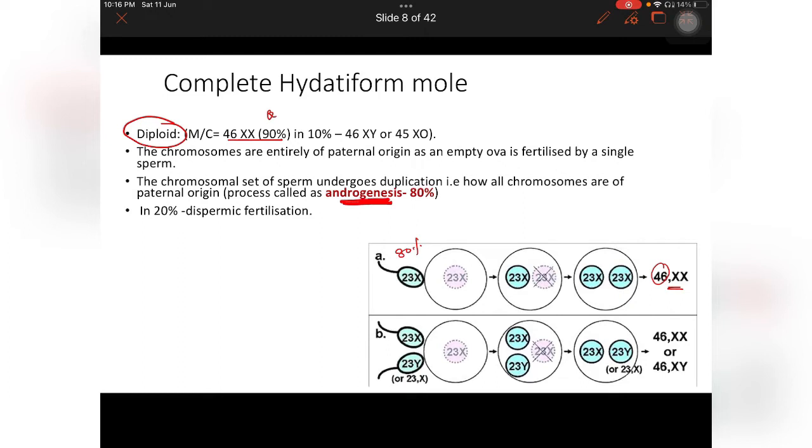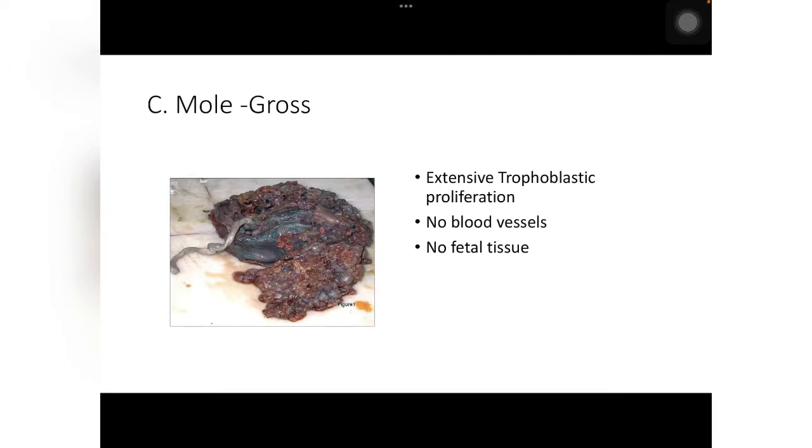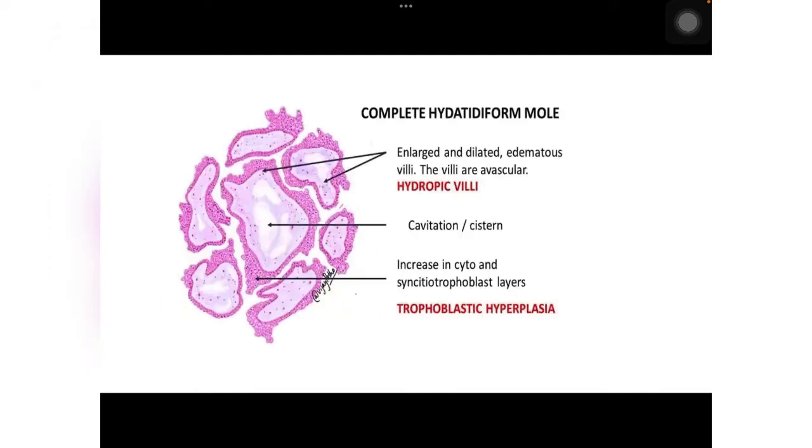So in 90% of cases, the karyotype is 46XX. In 10%, it can be 46XY or 46XO, but this X is going to be paternal in origin. So this is the gross pathology of a complete mole. You can see that there is extensive trophoblastic proliferation. Fluid-filled vesicles are seen all over the placenta. There is not going to be any fetus here. So a complete hydatidiform mole.